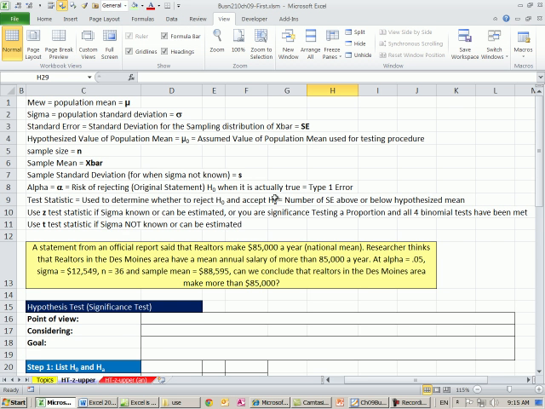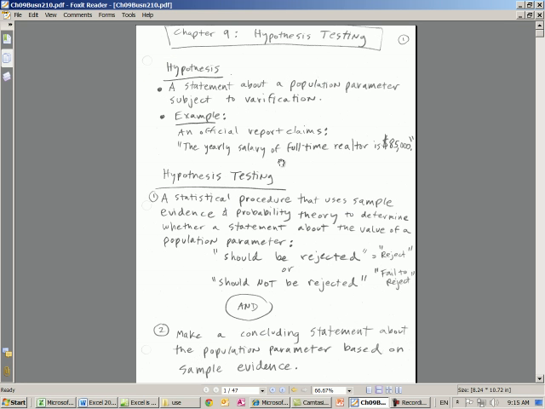All right, so Chapter 9, we're going to do hypothesis testing. We're going to bring together everything we've done so far in this class. Now I'm going to start over in the PDFs. What is a hypothesis? A statement about a population parameter subject to verification.